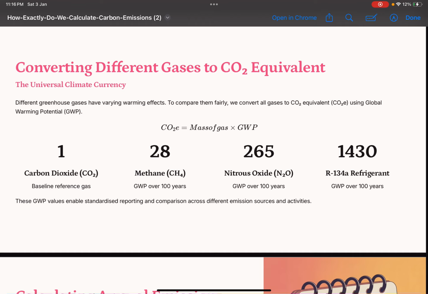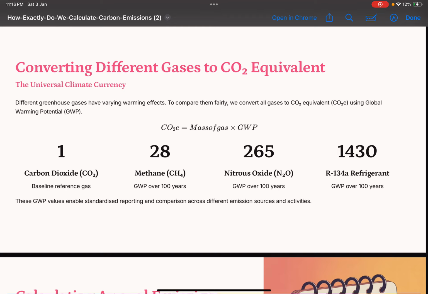In fact, it has been found that if we take a period of 100 years, methane, for that matter, is 28 times as harmful as compared to CO2. So, if you want to express the global warming potential of methane in terms of CO2, we would say that 1 kg of methane is equivalent to 28 kgs of carbon dioxide.